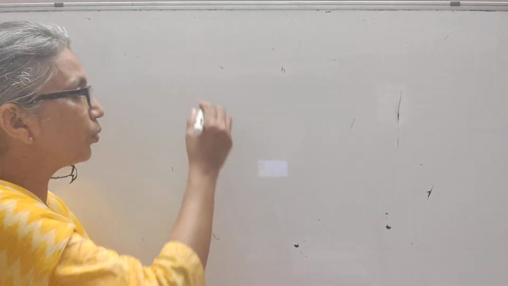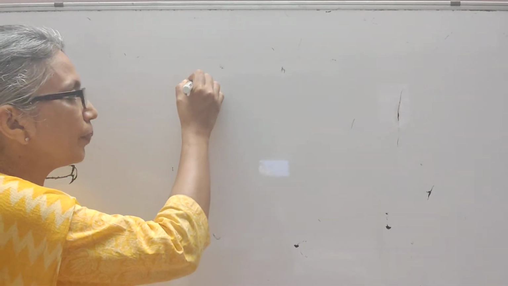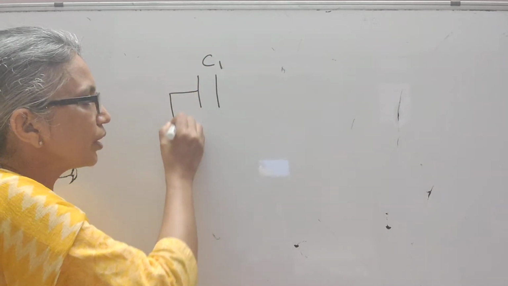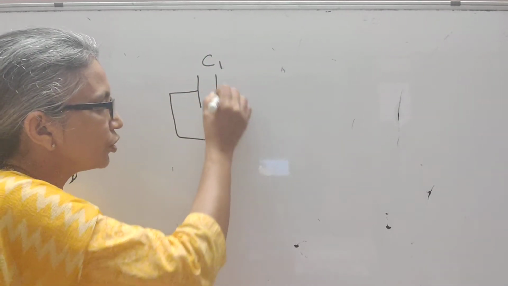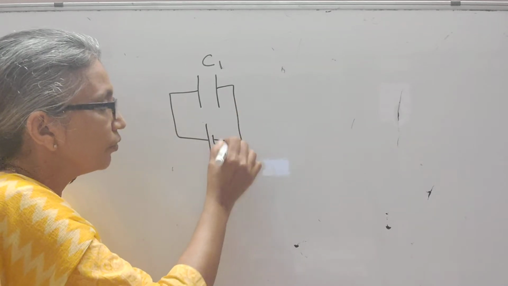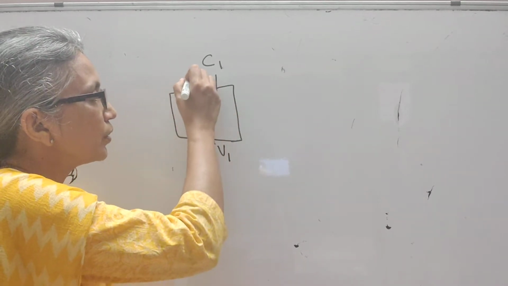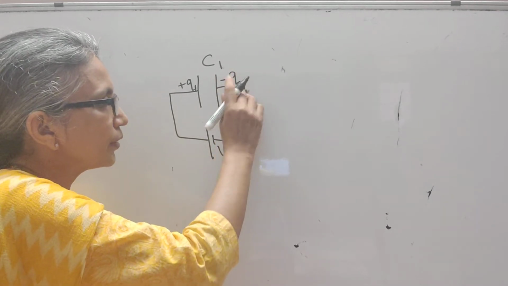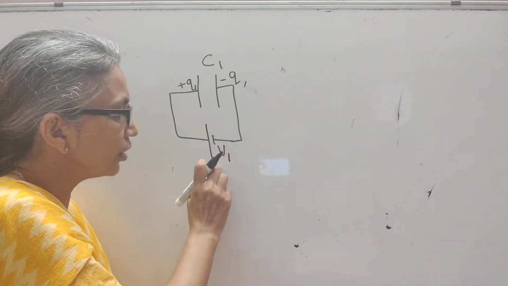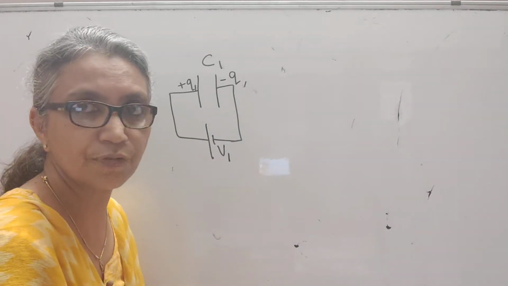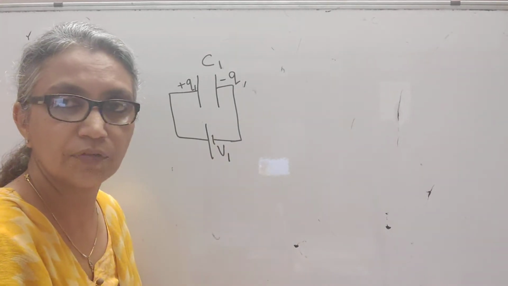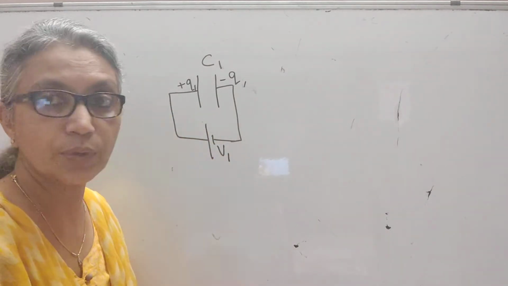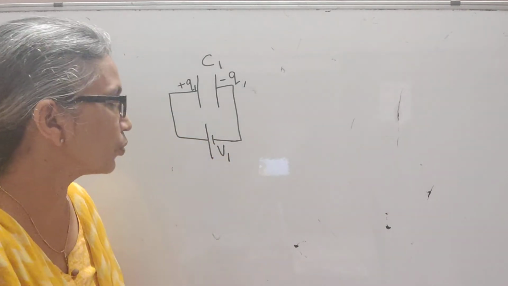Now in that topic, we have two capacitors. First, we take a capacitor C1 and, using a battery of potential difference V1, we charge it to plus Q1 and minus Q1 on the plates. So the energy stored here will be half CV square. In the previous topic, we got an equation for energy stored as half CV square. So this one's energy stored will be half C1 V1 square.